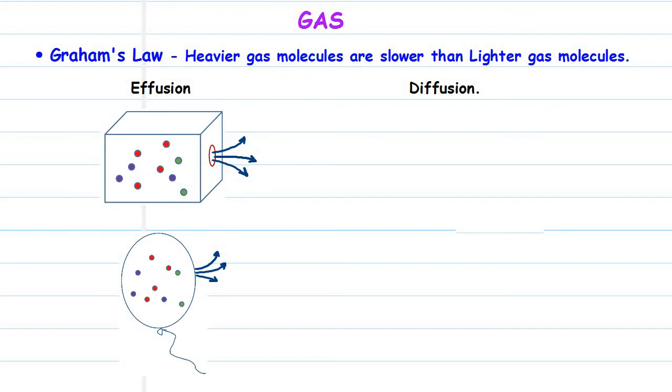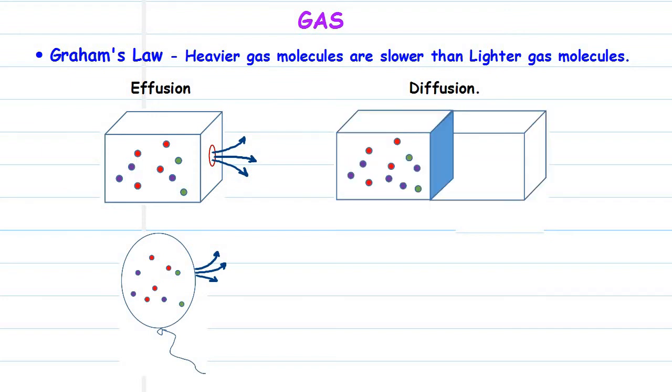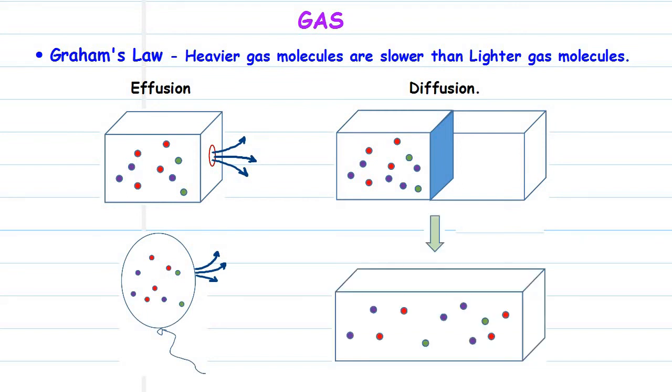In this case, we have a container with a divider in the middle. The left part of the container contains gas molecules and the right part is empty. When that divider is removed, gas will diffuse from the left part, which is more concentrated, to the right part, which is less concentrated. And the heavier gas molecules tend to diffuse more slowly than the lighter gas molecules.